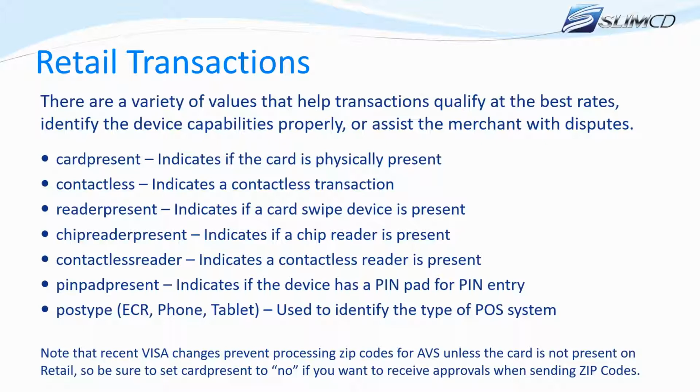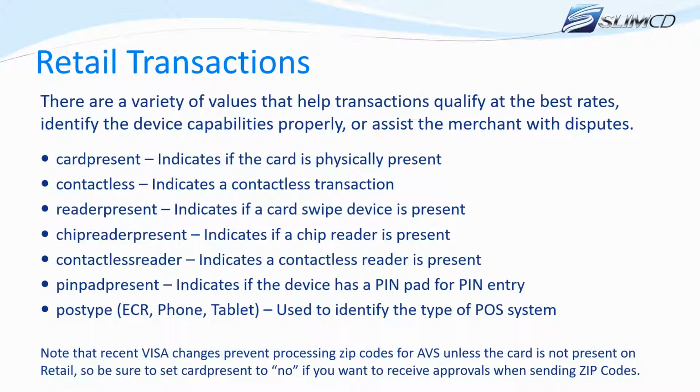For retail transactions, if you're doing retail, there are a lot of indicators that help determine how we're telling the payment brands, Visa and MasterCard, what hardware is available in that retail environment. Is the card actually present? Is the reader present? Is it contactless? So card present and reader present indicate if there's a reader present and the card is present. Obviously, a swiped transaction has both reader and card present on. Contactless readers are for Apple Pay or other forms of contactless tapping your card. A chip reader present is a chip card reader for EMV. A contactless reader, obviously you can't have a contactless transaction if you don't have a contactless reader.